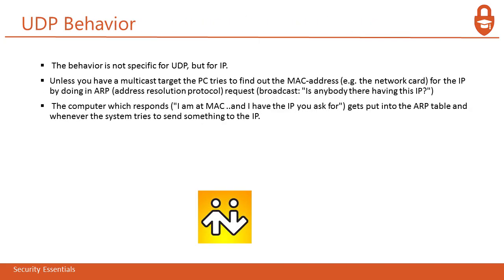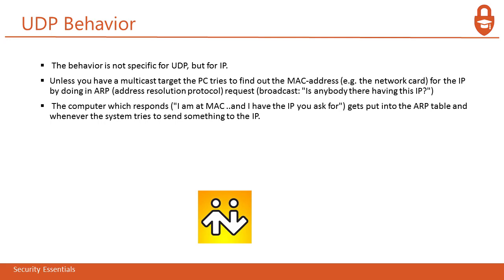So now we're going to look at UDP behavior. We have two kinds of protocols, as we've discussed, TCP and UDP, and here we are going to discuss the behavior of UDP. Now the behavior is not specific to UDP, but to IP. Unless you have a multicast target, the PC tries to find out the MAC address, the network card, for the IP by doing an ARP, Address Resolution Protocol, request, which is in the form of a broadcast. Is anybody there having this IP?